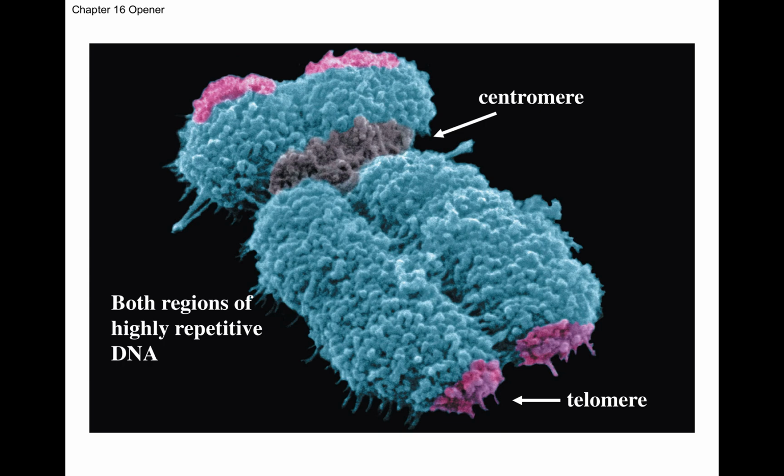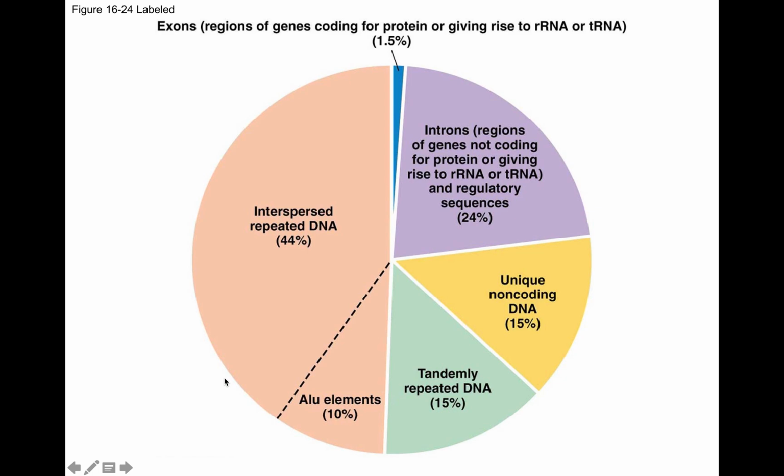But on a macro scale, you can see a constricted area of a chromosome called the centromere, and it can vary in its position along the chromosome. At the ends of the chromosomes there are telomeres, and these are regions of highly repetitive DNA. And in fact, highly repetitive DNA is most of your DNA.